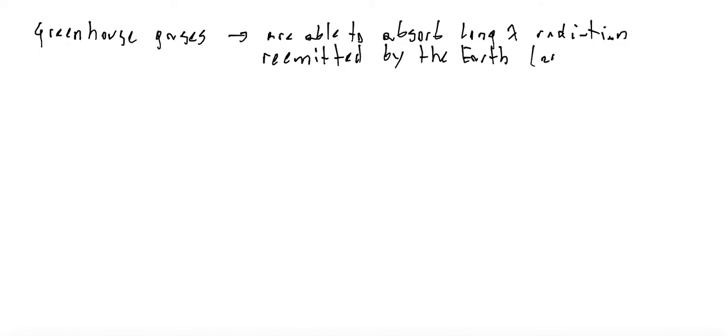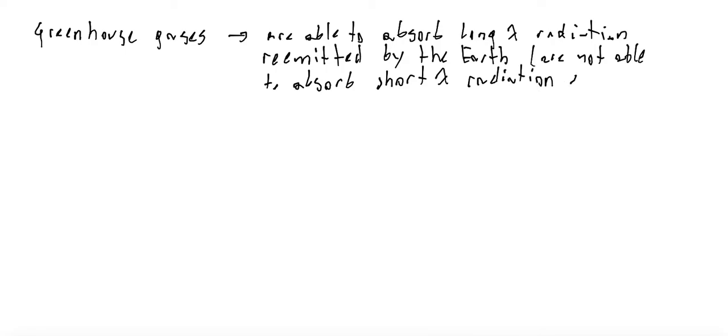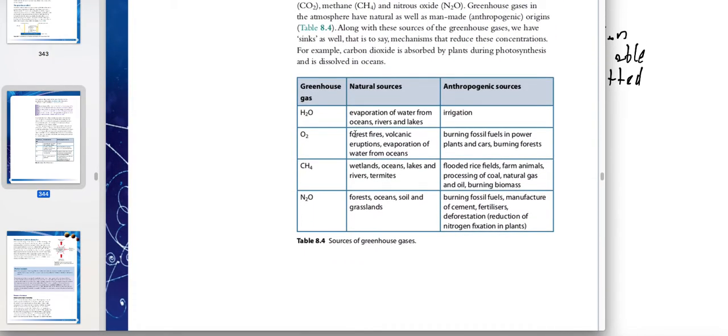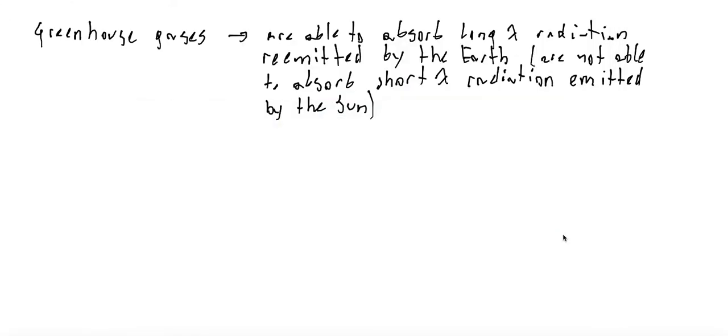or in other words are not able to absorb short radiation, short in the case of lambda, short lambda radiation emitted by the Sun. Okay, in Tsokos on page number 336 you have a table with greenhouse gases or sources of greenhouse gases. So you have to know this table.